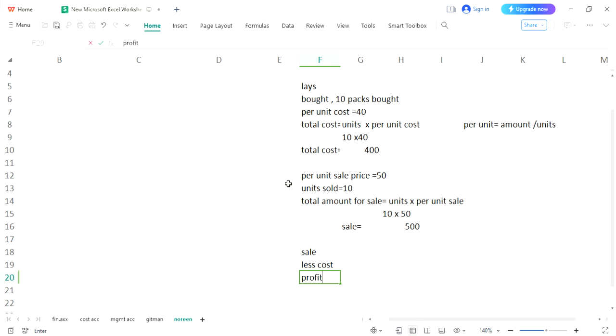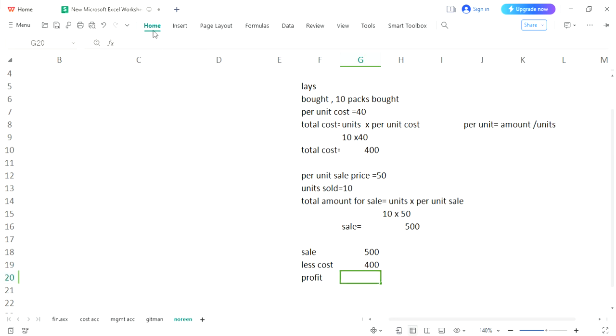Here we are just writing it simply. Total amount of sale: you have calculated that all of the units were sold for rupees 50. It means 500 would be your total sale price. And cost was 40 rupees per unit. You have bought those packs of lace. 400 was the total cost. And here it's time to calculate its profit.